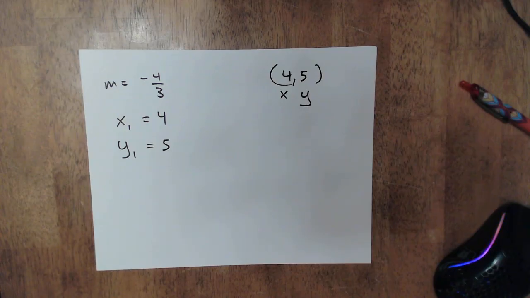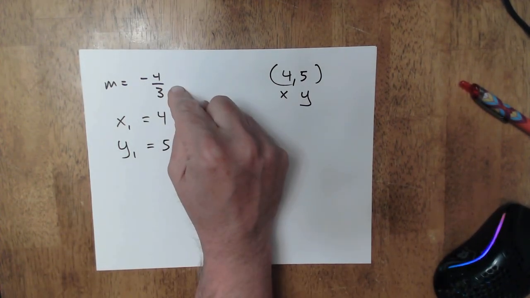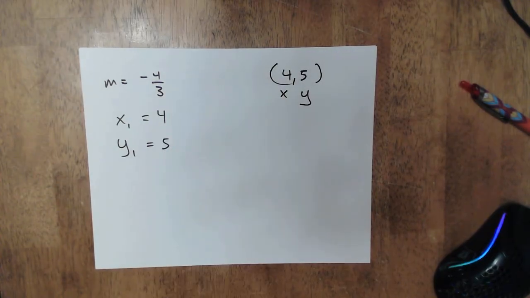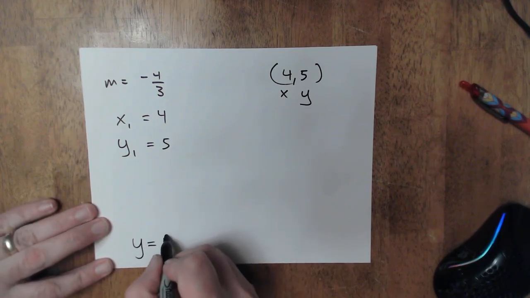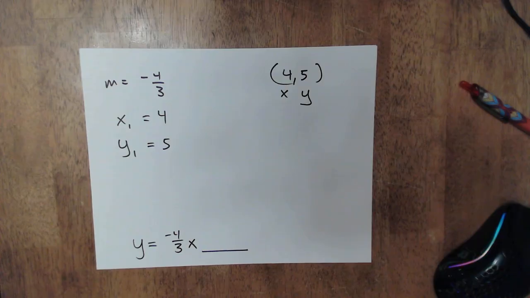Now, it says in the instructions perpendicular, but I'm not really worried about that anymore because I've figured out what the slope of my line is going to be. I already know it's going to be perpendicular because I've got a perpendicular slope, and now I've got references to the point that I'm going to go through. So now I just need to come up with the equation of the line. Well, I know it's going to be y equals negative 4/3 x, and then there's going to be a y-intercept, and that's really the only thing I'm looking for now.